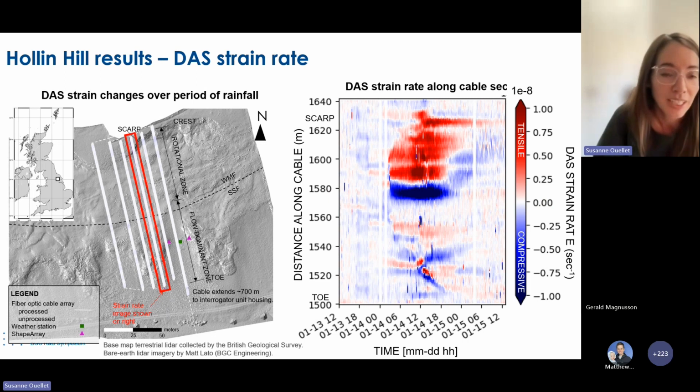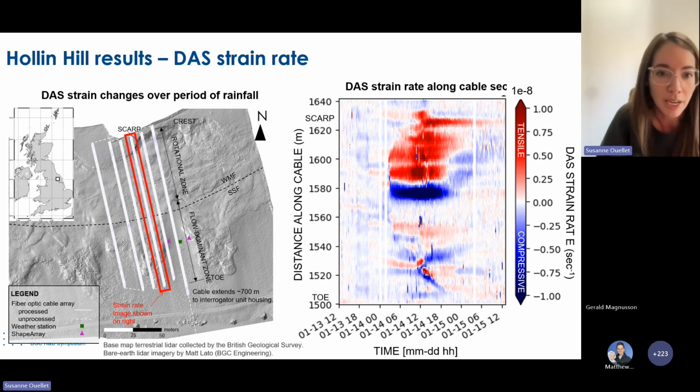And so now we're looking at these results from our fiber optics. On the left-hand side, I'm showing an animation of the strain changes from DAS occurring over this short period of rainfall. This is showing data from about a 2-day period. And then on the right side, I've blown up this one cable section that's highlighted in this red box. We can see on the x-axis, we've got time. So this is about 2 days of data.